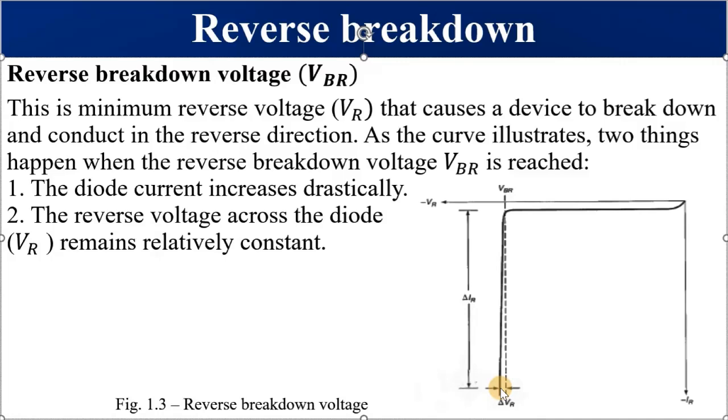As the curve illustrates, two things happen when we reach breakdown voltage. The diode current increases drastically, as we can see, and the reverse voltage across the diode remains fairly constant. This is the breakdown reverse voltage. There is a very small increase in VR from there to there. That's the reason we are saying it has remained relatively constant, while there is a substantial increase in reverse current from there to there.